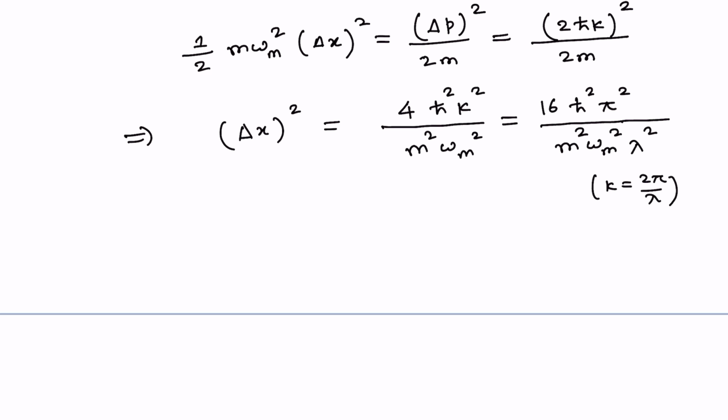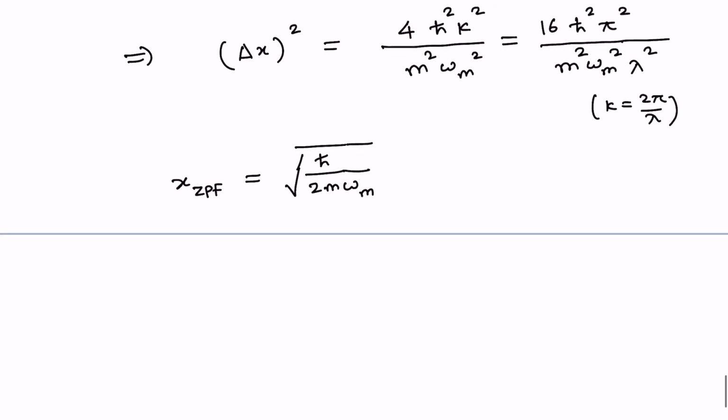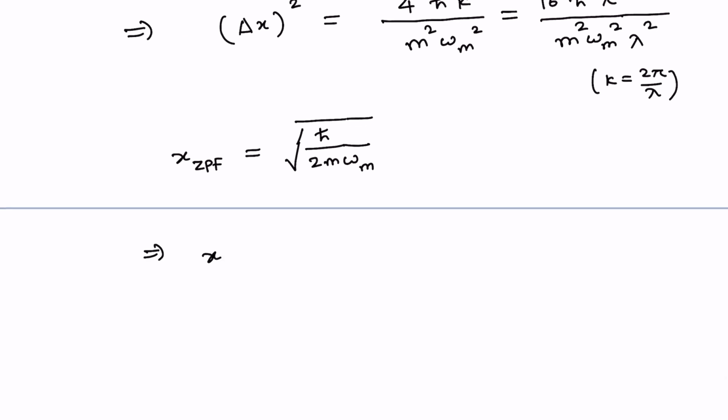Now recall that there is this important quantity called the displacement due to zero point fluctuation, which is a completely quantum mechanical quantity. This is given by, for a harmonic oscillator kind of situation, we have already discussed it, h bar divided by twice m omega m, right? This is what we have. So this means that x square zero point fluctuation is equal to h bar divided by twice m omega m.